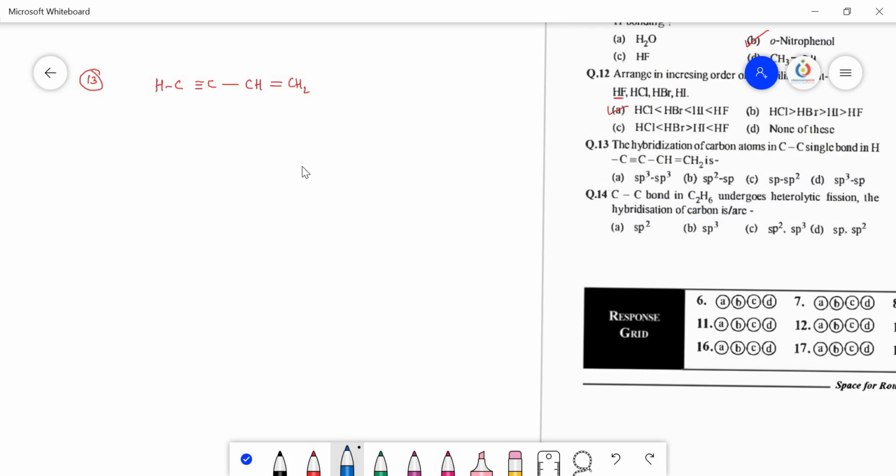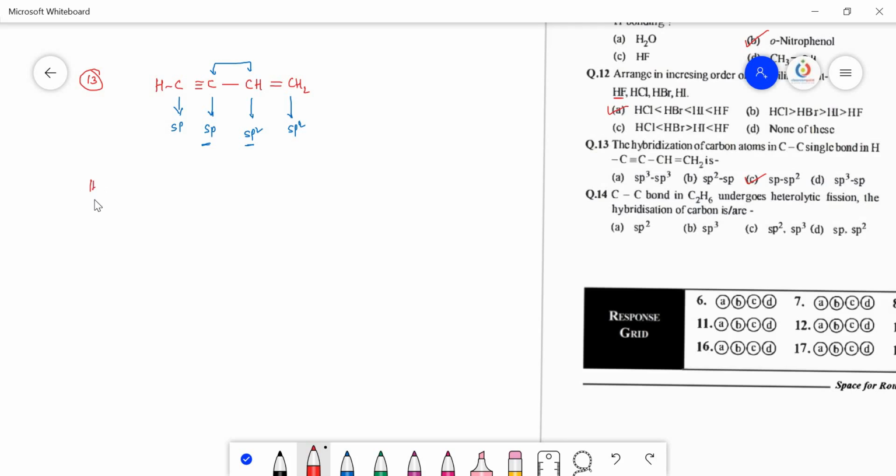I have just discussed in one of the previous questions that whenever carbon forms a triple bond, the hybridization is sp. Here also the hybridization is sp. Here the carbon forms a double bond on this side. You should not see this side, the double bond is there. So it is sp2, and here also sp2. They are asking the hybridization of the carbons that are connected by a single bond. So their hybridizations are respectively sp and sp2. So option C is correct.